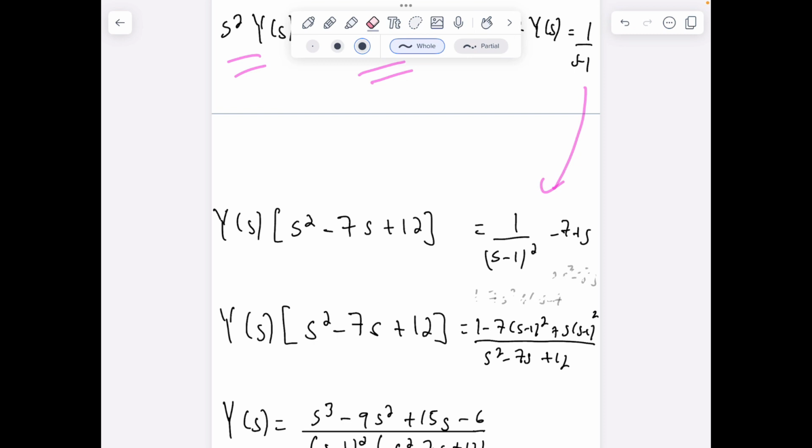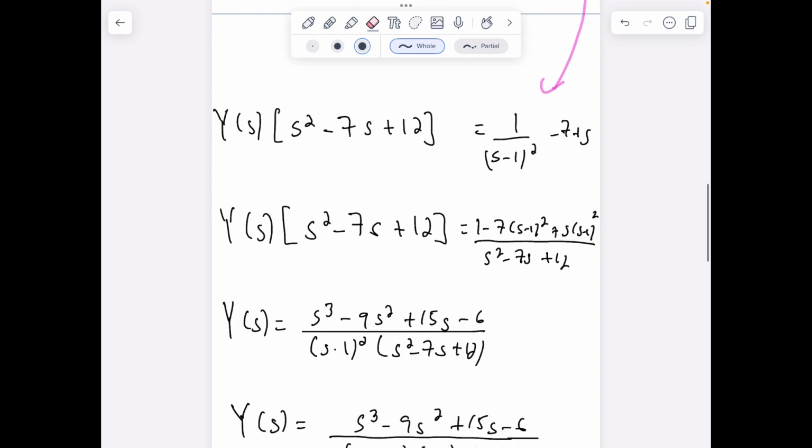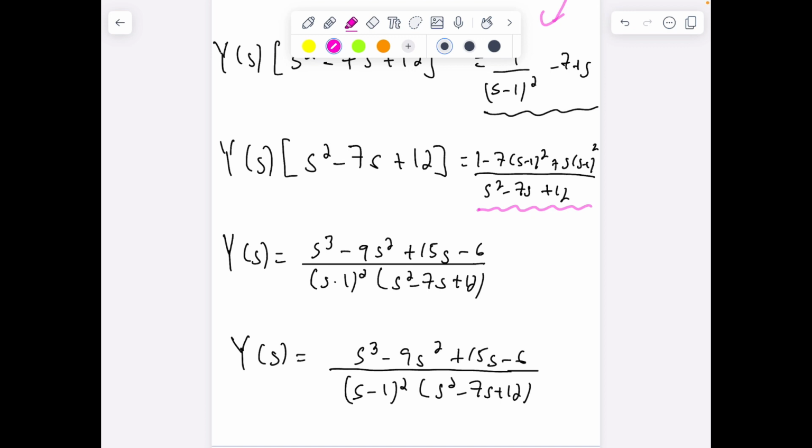Sorry, let me erase this. And so all the stuff with a Y of s was kept on the left. Everything that did not have a Y of s on it was moved to the other side. And what I did on the right-hand side over here was I went ahead and got a common denominator, which came out to be 1 over, oops, that should be s minus 1 squared, I'm sorry. My apologies.